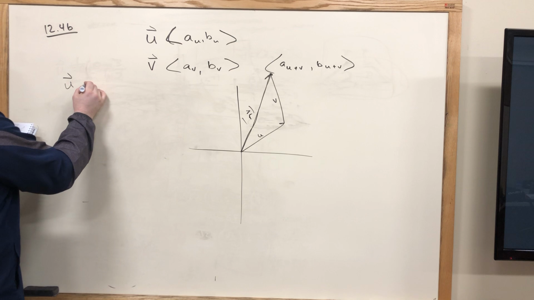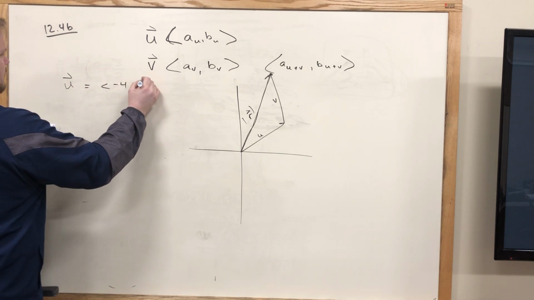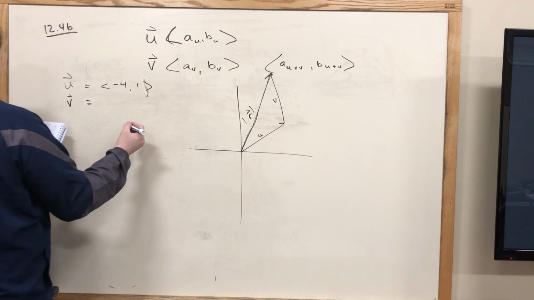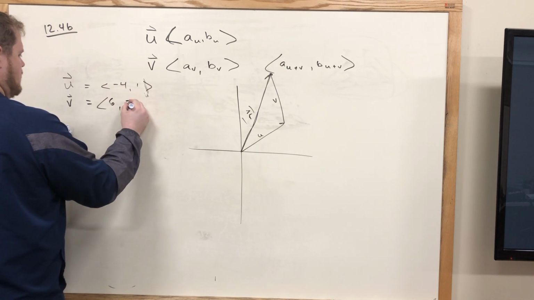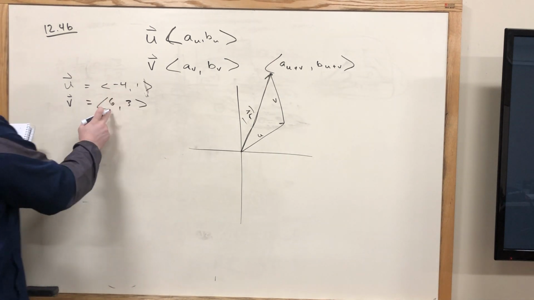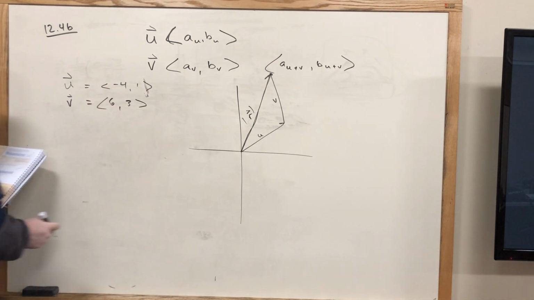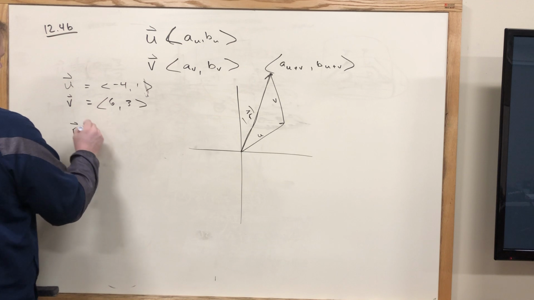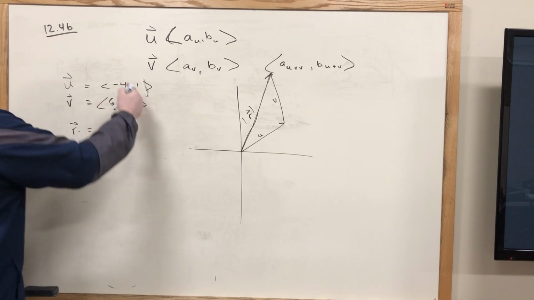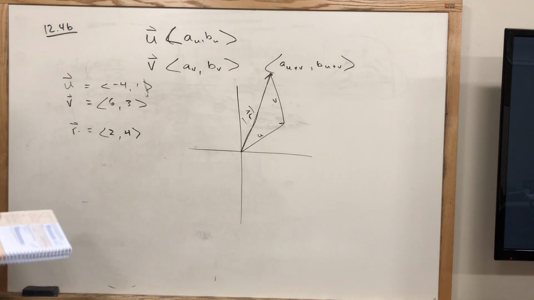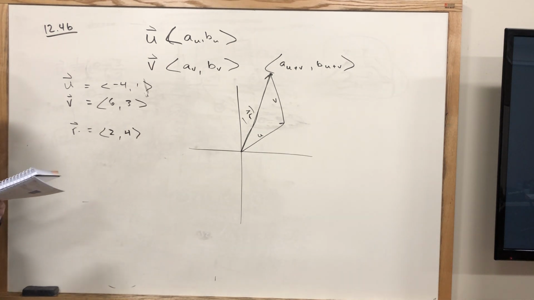U is -4, 1. Vector V is going to be 6, 3. So what do we do? Very simple. Add them together. -4 plus 6 is going to give us what? 2. Good. So we're looking for R, 2. And 1 plus 3 is going to give me 4. So my ultimate R is going to be 2, 4 when I add those together.